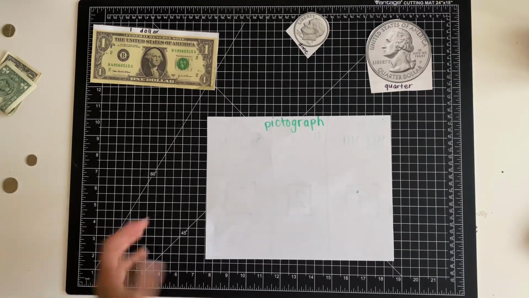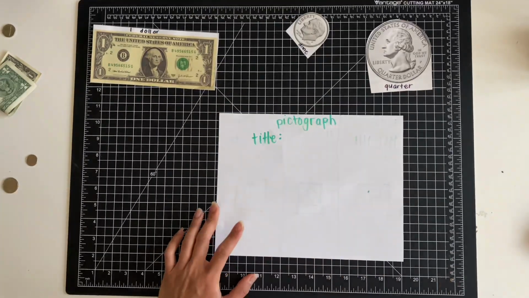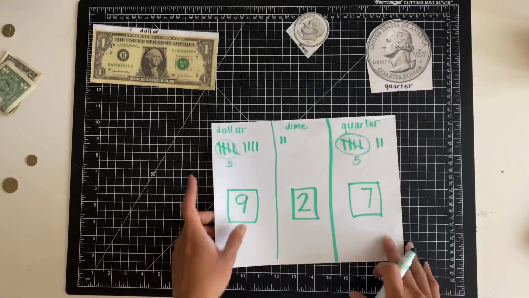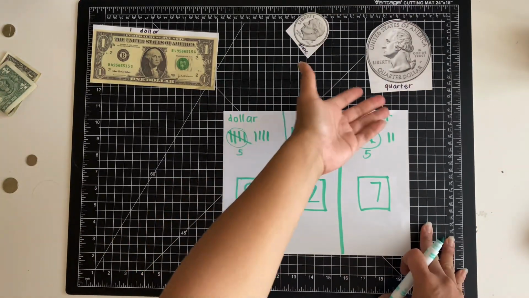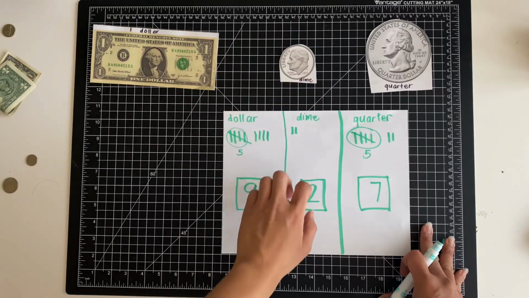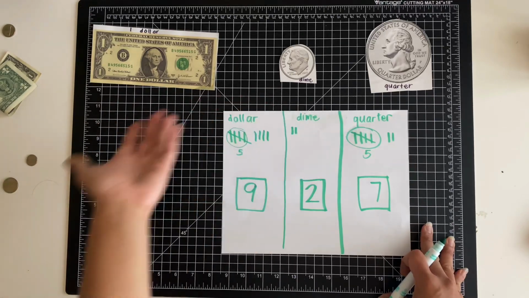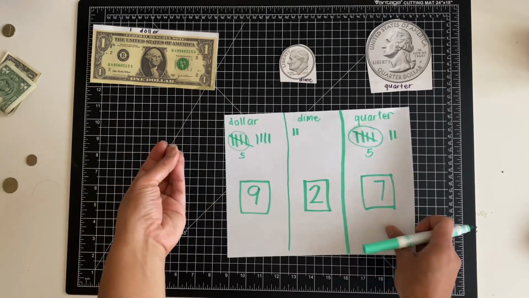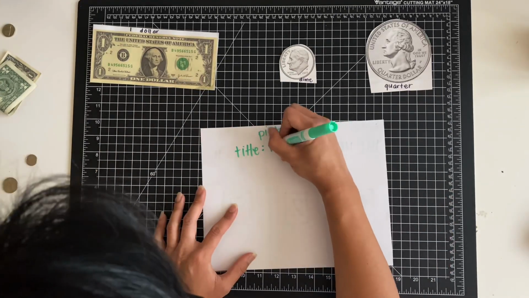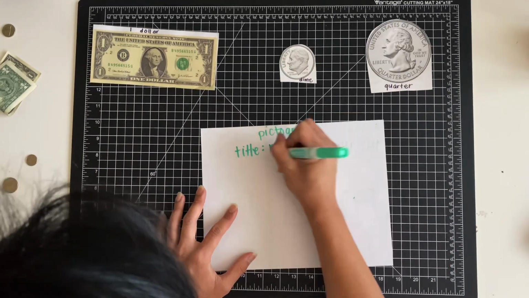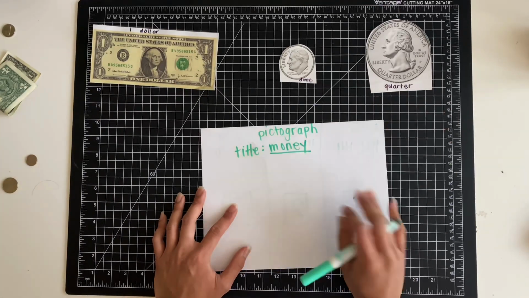So first, let us write down our title of the graph. What is this graph gonna be about? Is it gonna be about ice cream? Is it gonna be about different colors? What is it gonna be about? Our graph is gonna be about money. So that's our title. The title is money because the graph is about money.